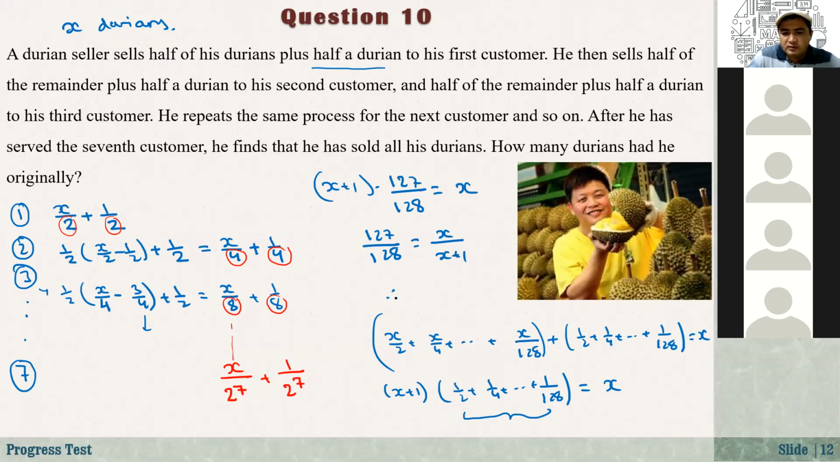Now from here, what is x? x equals 127. We need to find the value of x, right? So what is the question? How many durians did he have originally? Originally, he had 127 durians. So Arad, you are right.